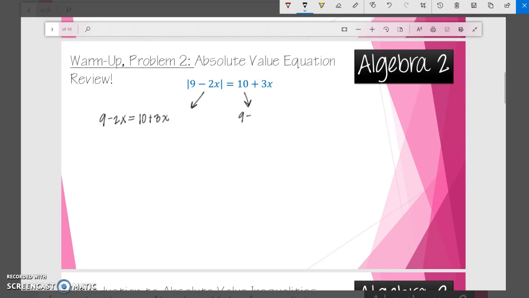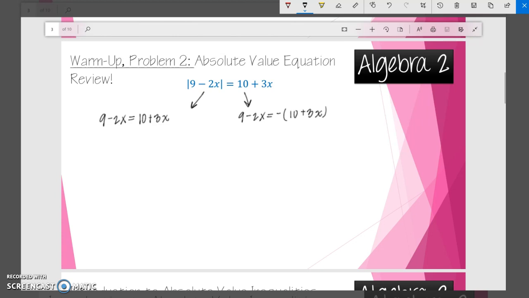I'm also going to have 9 minus 2x is equal to, when I take the negative version of the equation, I need to make the entire right-hand side negative. So negative 10 plus 3x. And then I'm going to solve those 2 equations.